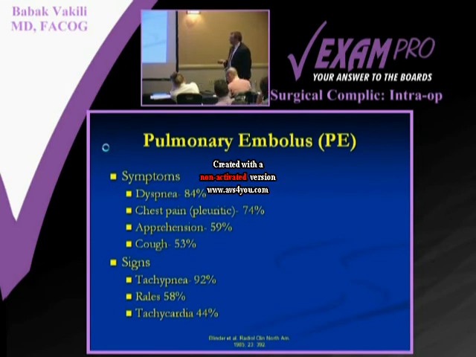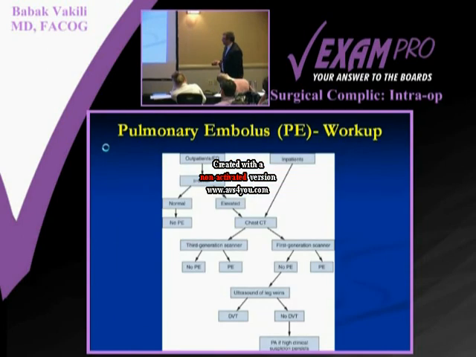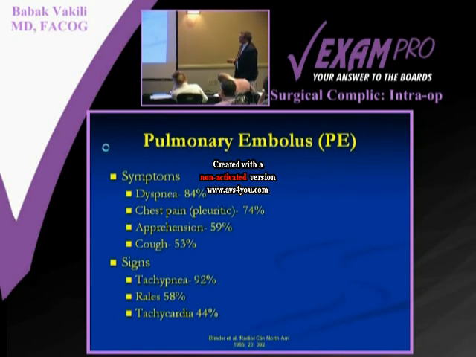The signs you see are tachypnea, rales, tachycardia, but tachypnea is the one, just a rapid rate. The workup: EKG. What's the most common EKG finding in PE? Anyone know? Normal or sinus tachycardia. That S1Q3T3, whatever that is, that's not it. It's sinus tachycardia or it's normal. All right.